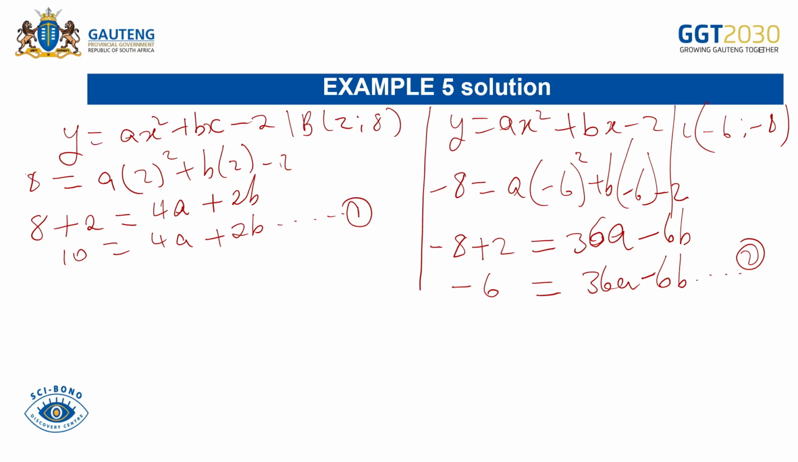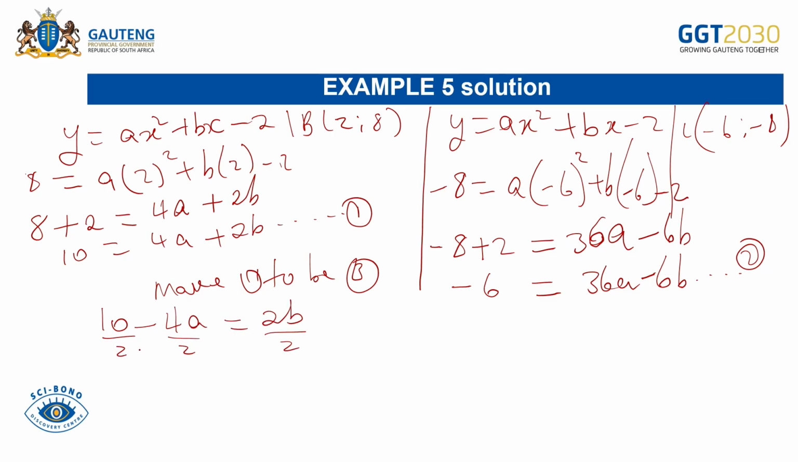Between the two equations, you can choose which one you want to use to make equation 3, then take that equation 3 and substitute it into the other one. I am going to use equation 1 to make equation 3. So I have 10, and I take the 4a to the other side. It becomes minus 4a, equals 2b. Then I divide by 2 on both sides, so I will have 5 minus 2a equals b. This is our equation 3.